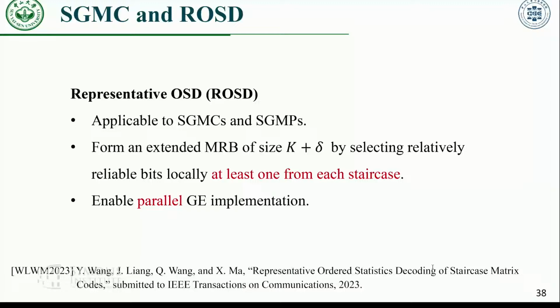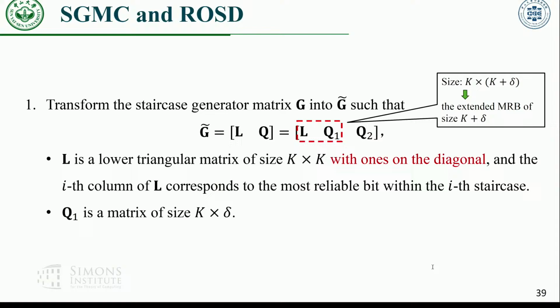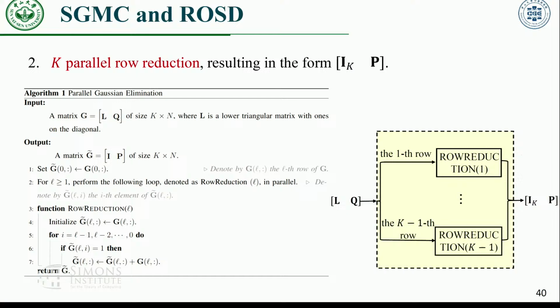Here is the algorithm. First, we transform the staircase generator matrix G with this column permutation. Here is a lower triangular matrix with a one on the diagonal. And the Q1 is for the extra positions. So this part is more reliable than the left part, locally reliable. Then we can do the Gaussian elimination in parallel.